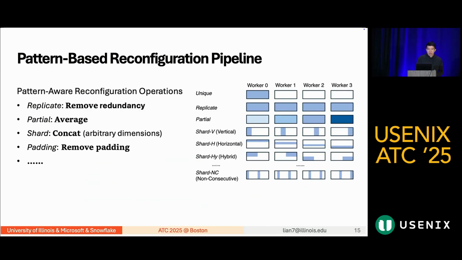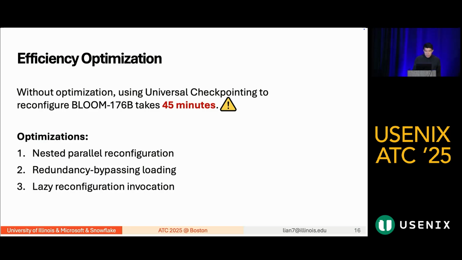And for each pattern, we have a corresponding operator. For example, we can reduce redundancy for the replicate patterns, average the tensors for partial patterns, and concatenate the sharded tensors on arbitrary dimensions, to enable automatic, scalable mappings between different checkpoint structures. So next, I will introduce efficiency optimizations.